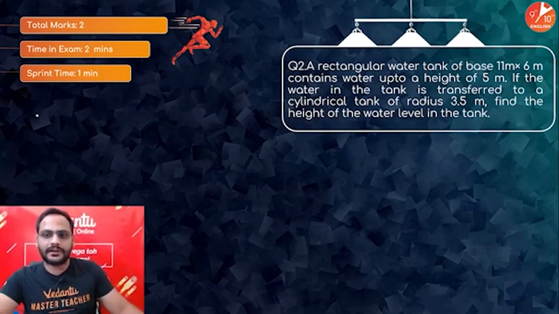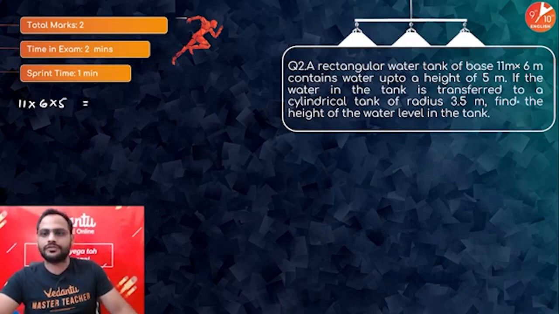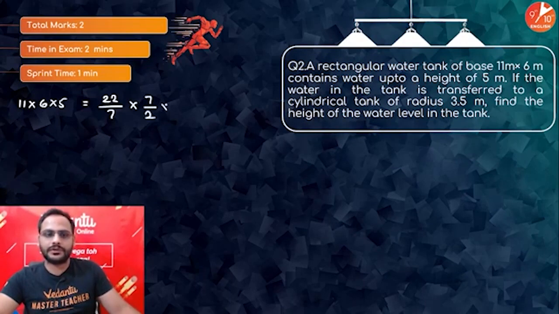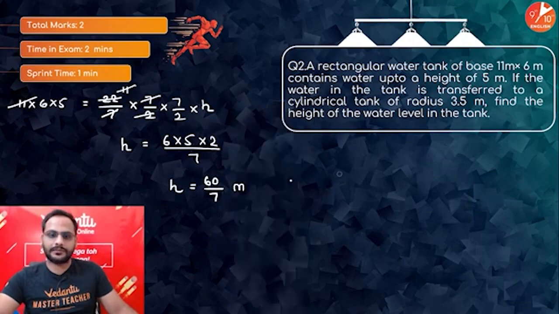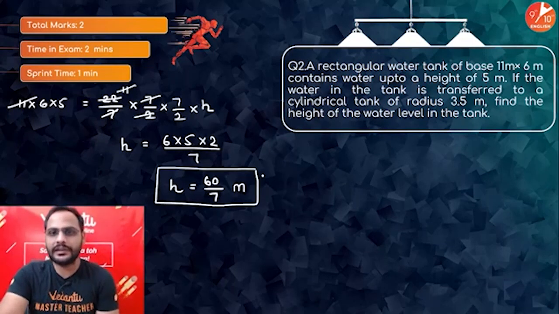So when the water was in the rectangular tank, the volume of water was 11 into 6 into 5. This should be the same when it is transferred to the cylindrical tank, which is pi r square h. Radius is 3.5, which is 7 by 2. This to this got cancelled. This will be 11 times 11, and 11 will get cancelled over here. So we'll be getting h is equal to 6 into 5 into 2 divided by 7. So h is equal to 6 5 is 30, 60 by 7 meters. 60 by 7 meters. How easy it is.